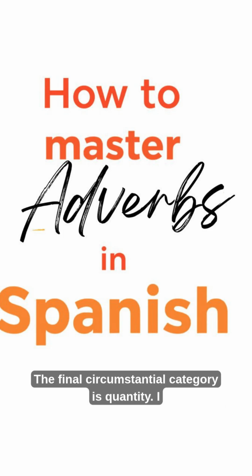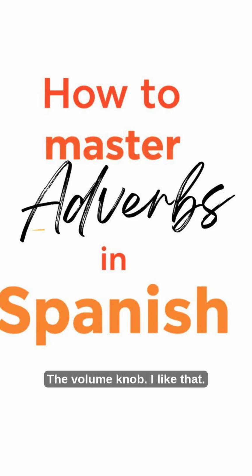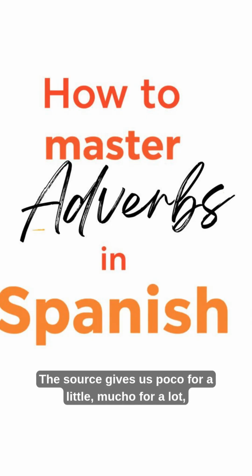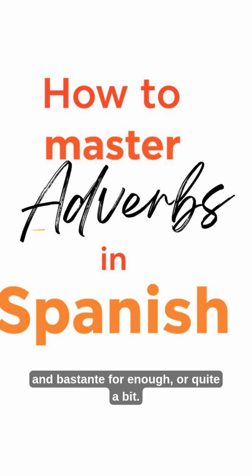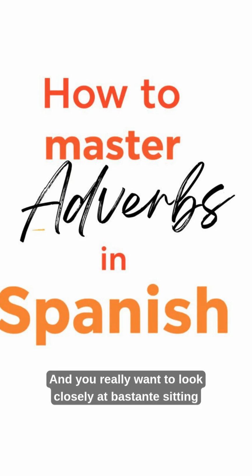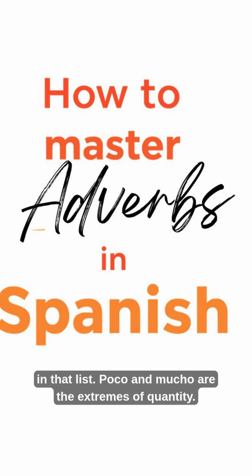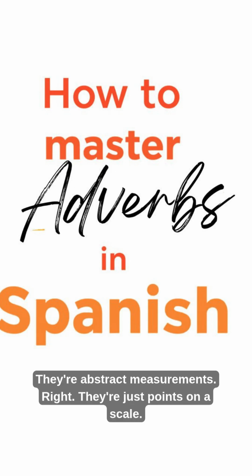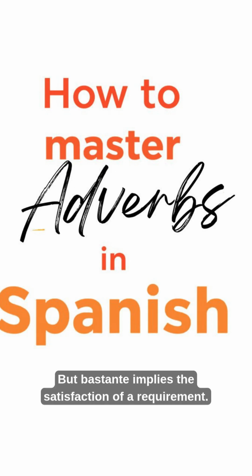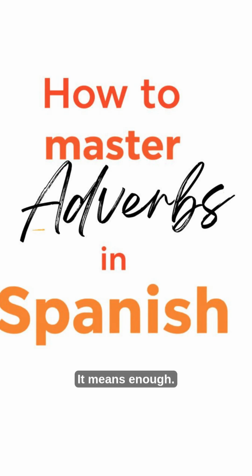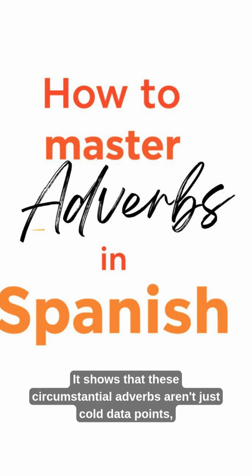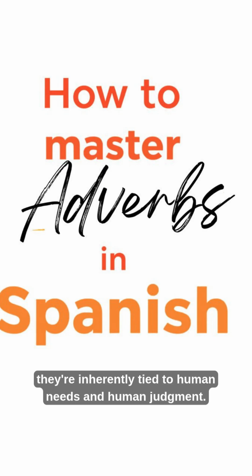The final circumstantial category is quantity. I like to think of this as the volume knob for the action. The volume knob. I like that. The source gives us poco for a little, mucho for a lot, and bastante for enough, or quite a bit. And you really want to look closely at bastante sitting in that list. Poco and mucho are the extremes of quantity. They are abstract measurements. Right, they're just points on a scale. But bastante implies the satisfaction of a requirement. It means enough. It shows that these circumstantial adverbs aren't just cold data points. They're inherently tied to human needs and human judgments of the circumstances.